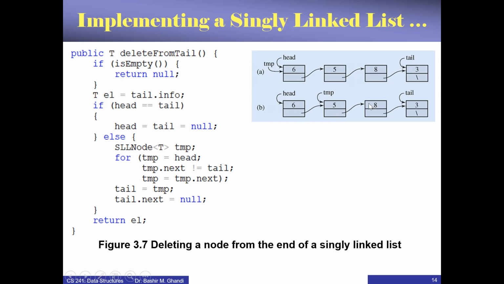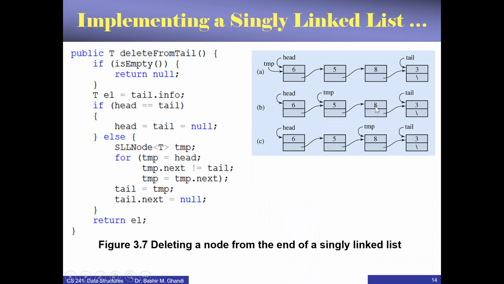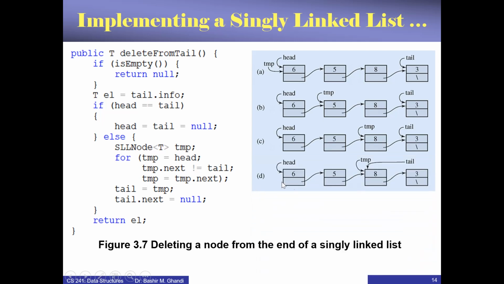Therefore, move temp to the next. So temp will now be here. And then we ask the question again. But this time the question will return false because temp.next, as you can see, is the same as tel. Temp.next is pointing to the last node, but so also tel, and therefore they are equal. And therefore, this condition is no longer true. So the loop will stop at this point.